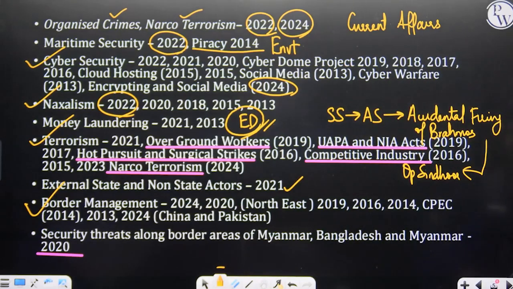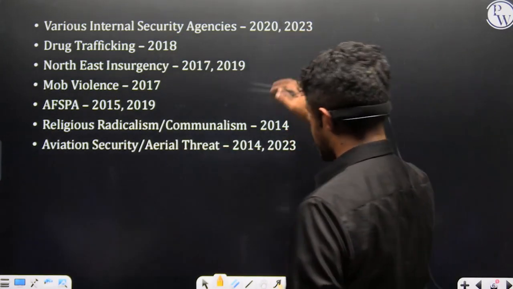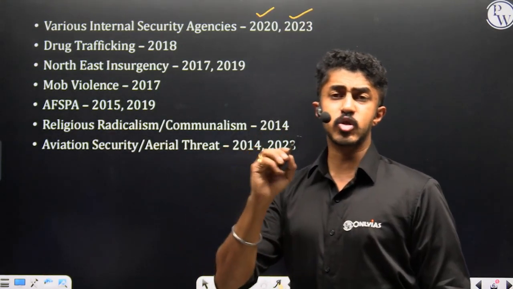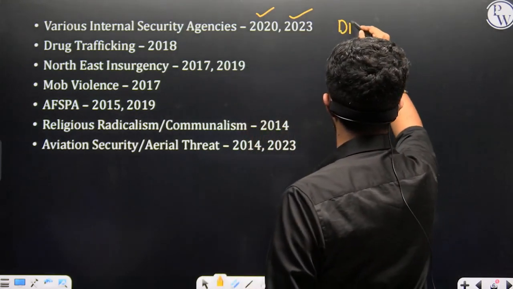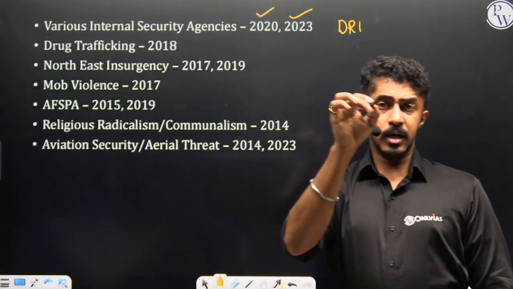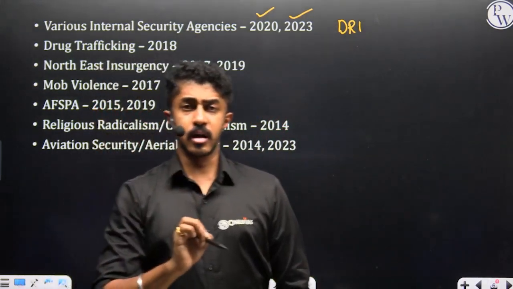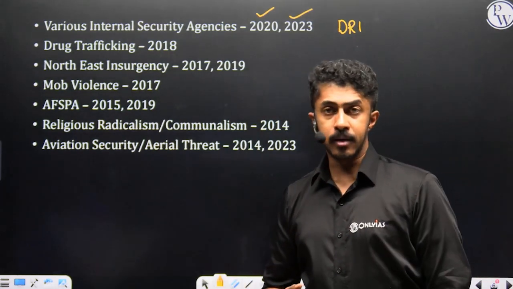Moving on. Various internal security agencies, which was asked in 2020 and 2023. This year, can we expect a question like that? Definitely yes. Why? Because Directorate of Revenue Intelligence was in news because of the DGP of the state of Karnataka, his stepdaughter getting arrested for gold smuggling.